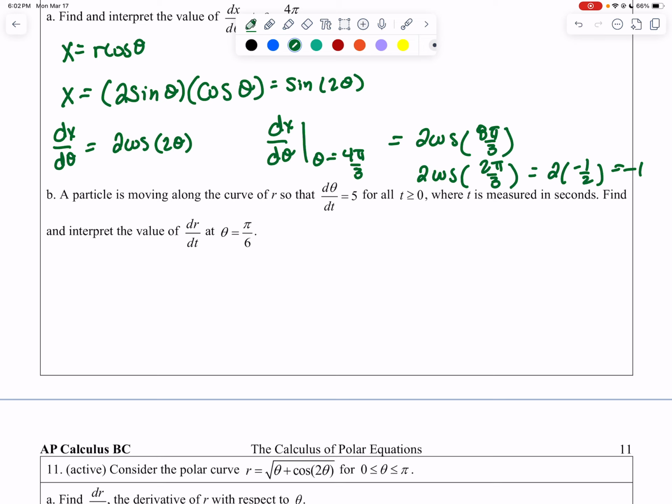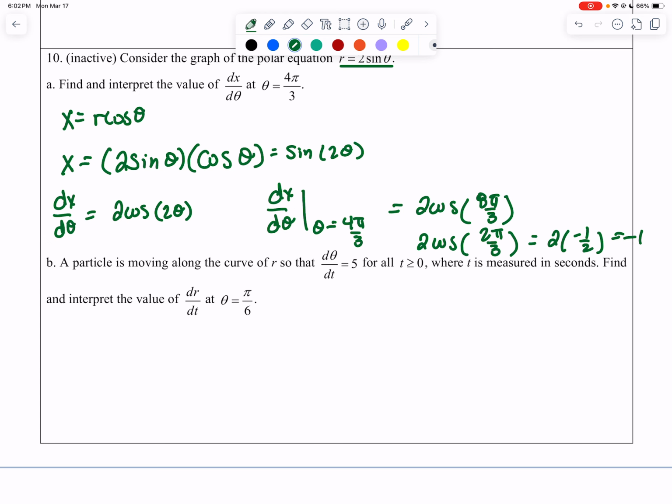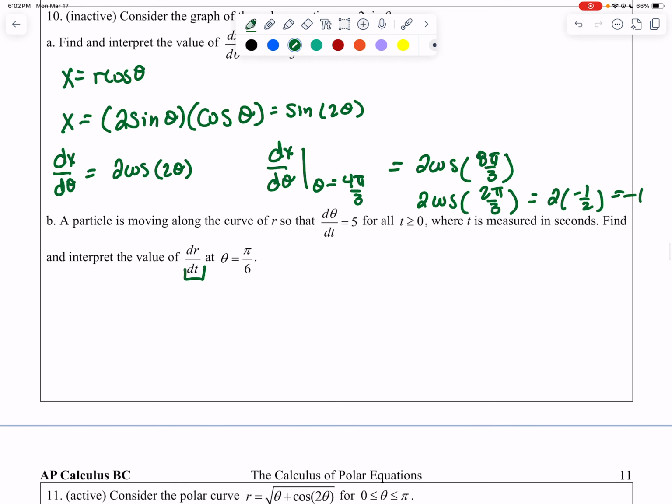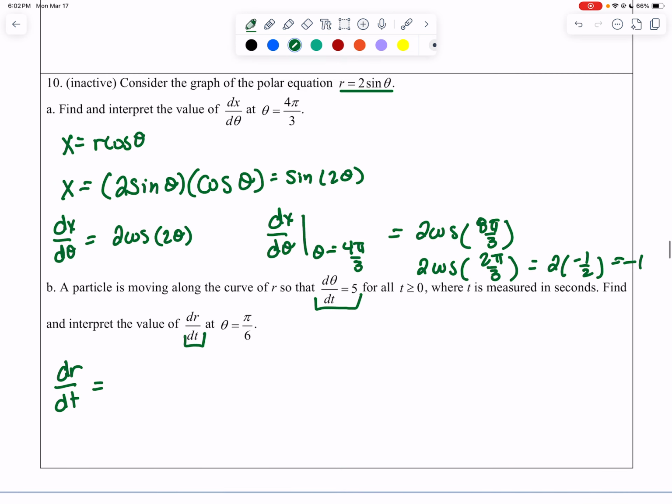All right, so we have B here. A particle is moving such that dθ/dt is equal to 5 for all t, where t is measured in seconds. Find and interpret the value of dr/dt whenever theta is equal to pi over 6. So let's see. We want to figure out what dr/dt is. Right now, I have dθ/dt, and then I have r in terms of theta right here.